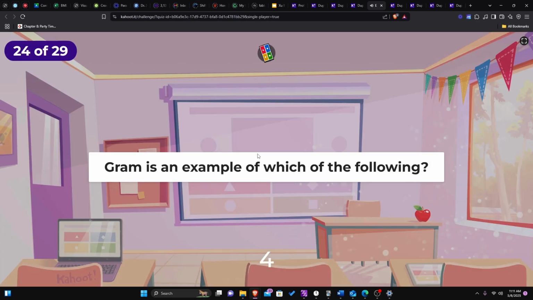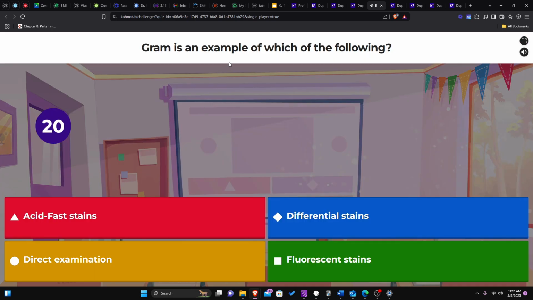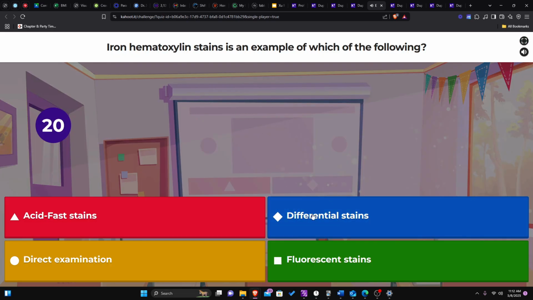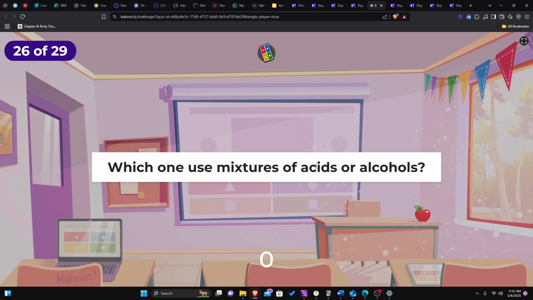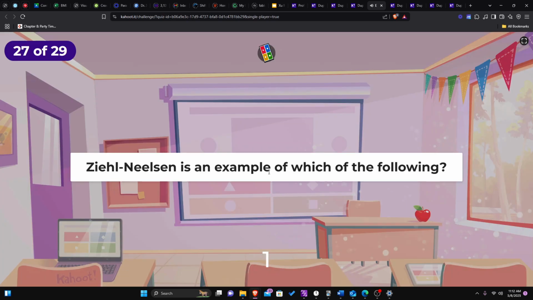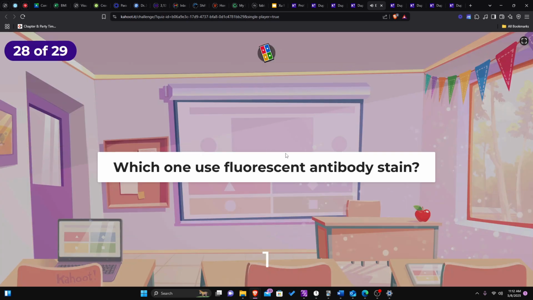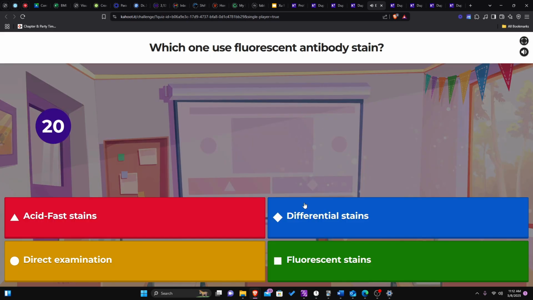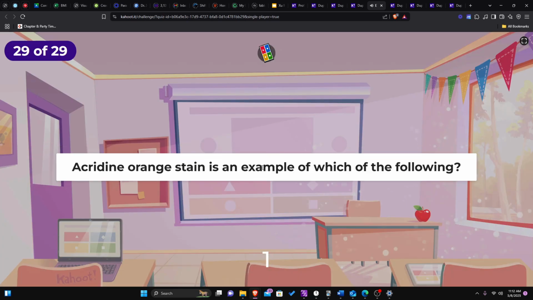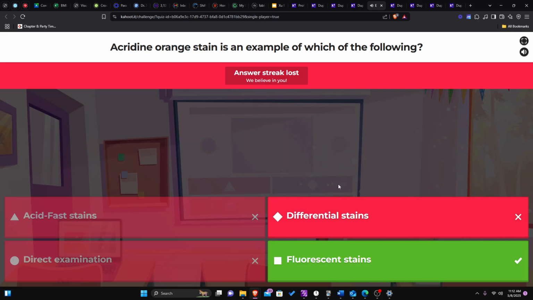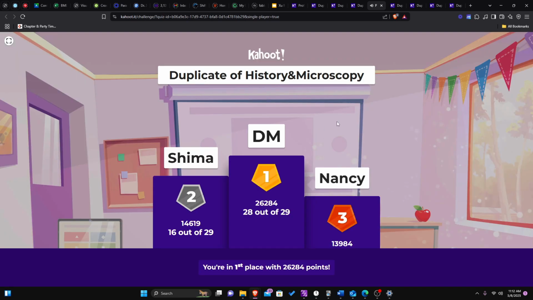Differential. Gram stain is a differential, as well as iron hematoxylin. Acids or alcohols. Acid fast ionicin. First antibody fluorescence. This was also fluorescent. No! Oh! Okay, that one doesn't count. I completely misclicked the fluorescent stains. Okie dokie.